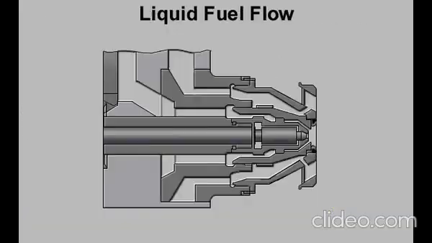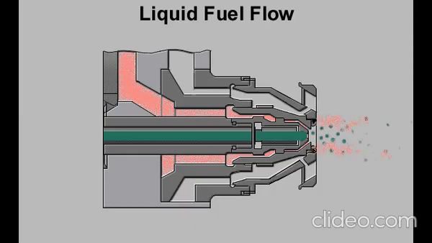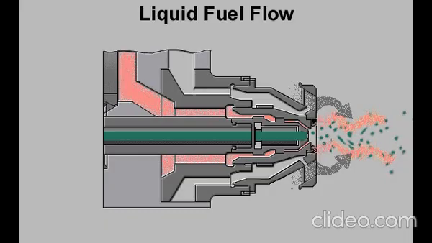During liquid fuel operation, fuel oil is fed through the fuel oil cartridge and is injected into the combustion chamber. Atomizing air is fed through the fuel nozzle and impinges on the stream of fuel oil, breaking it up into a mist of fine particles to optimize combustion.